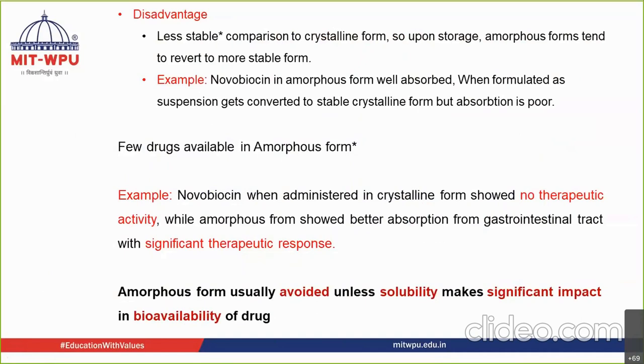You must have studied this in the last two years. This less stable amorphous form converts into the crystalline form, which is more stable. Take the example of novobiocin: in amorphous form it is well absorbed, but when we formulate it as a suspension, it converts into the stable crystalline form and the absorption is poor. The problem is you can't prepare a suspension out of it, because it converts into crystalline form, which is not absorbed properly.